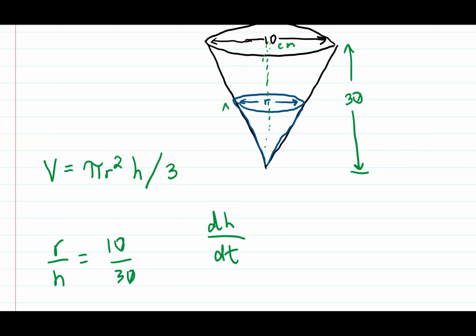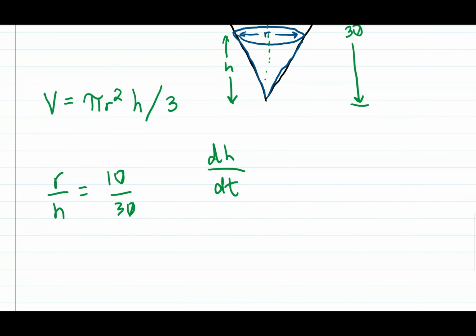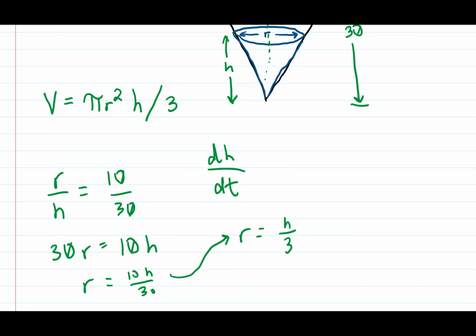H is listed on this side, that height. So we can use similar triangles and create this proportion. R over H is equal to 10 over 30. So then we have 30R is equal to 10H, and then R is equal to 10H over 30, and then we'll say R is equal to H over 3. The 10 over 30 becomes 1 over 3, which is just H over 3.